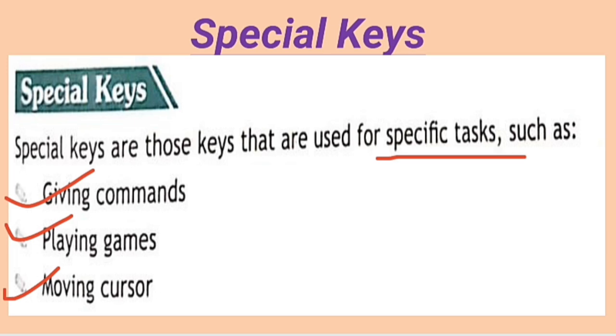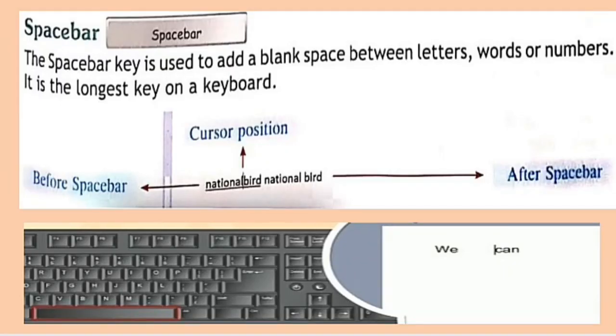So let's start. The first special key is the space bar key. It is used to add a blank space between letters, words, or numbers. Basically, it is used to give space between the letters, numbers, or words while typing. It is the longest key on the keyboard.